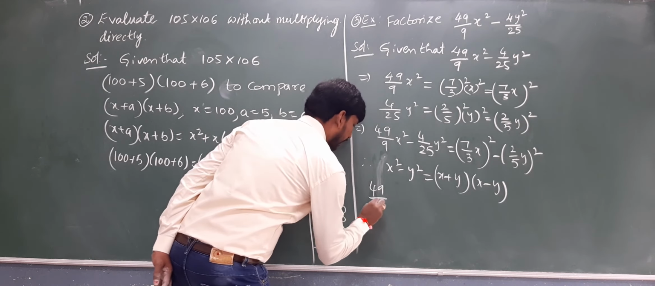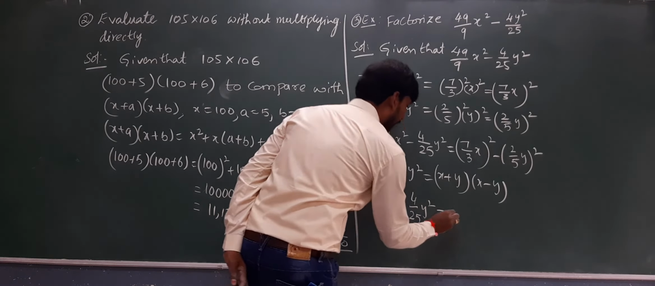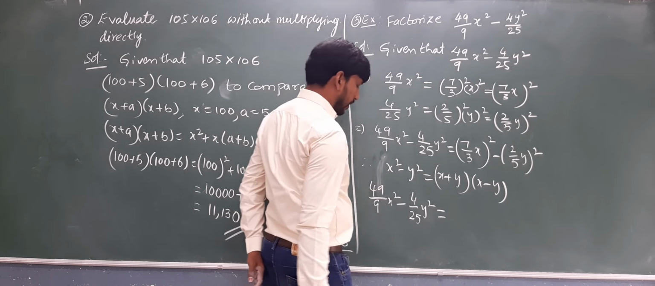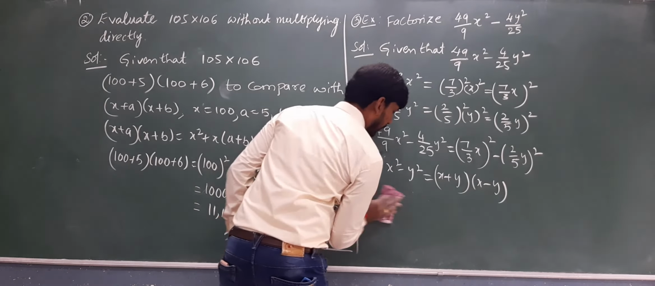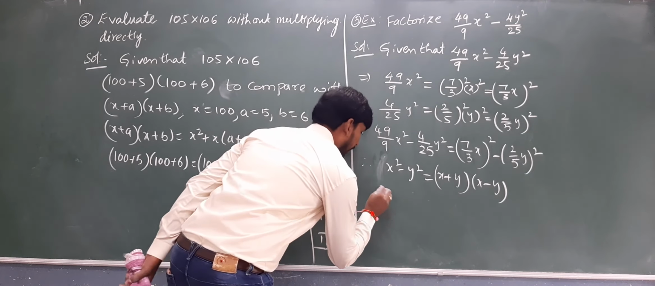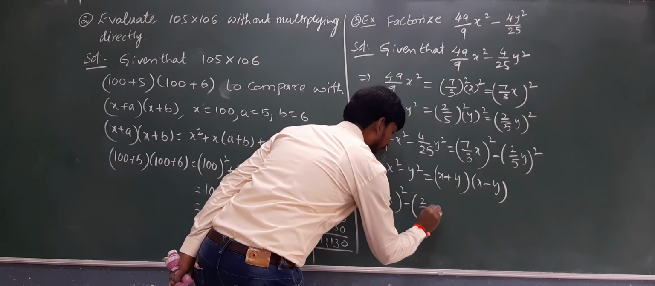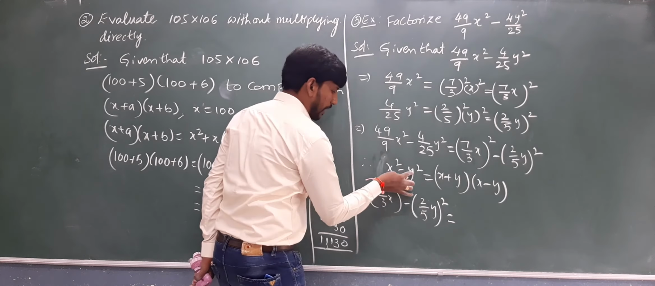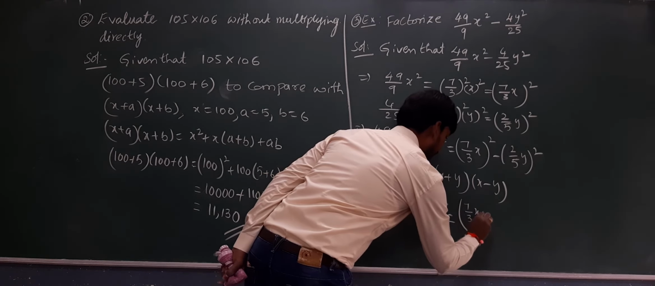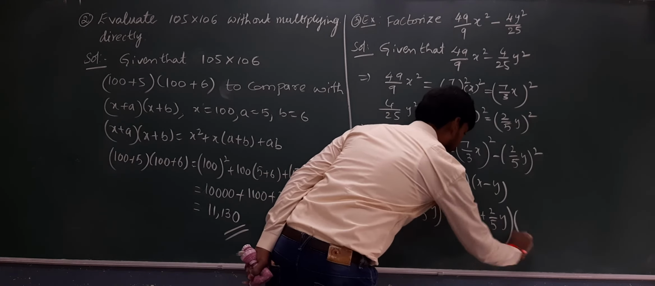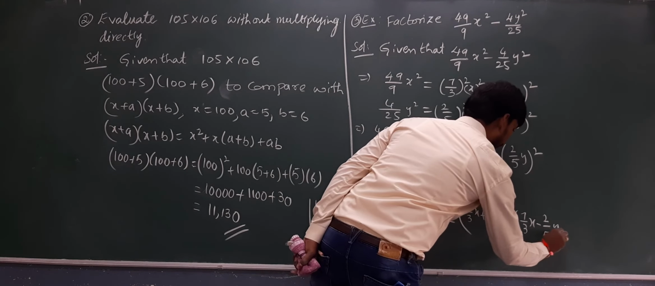Now therefore 49 by 9 x square minus 4 by 25 y square can be written as x square minus y square. Write on this one only, that is 7 by 3 x whole square minus 2 by 5 y whole square. That is x square minus y square equal to x plus y into x minus y, that is 7 by 3 x plus 2 by 5 y into 7 by 3 x minus 2 by 5 y. This is the way to factorize.